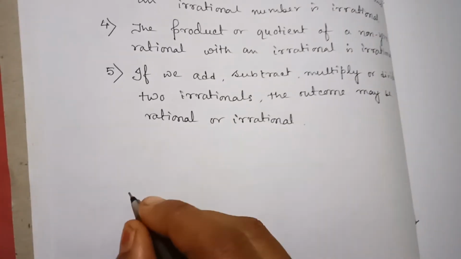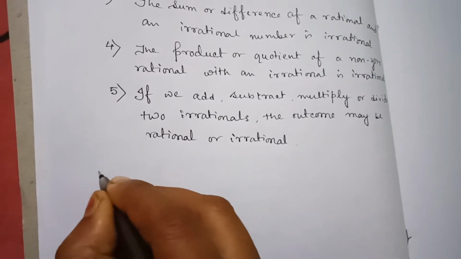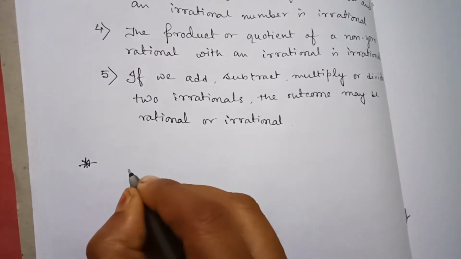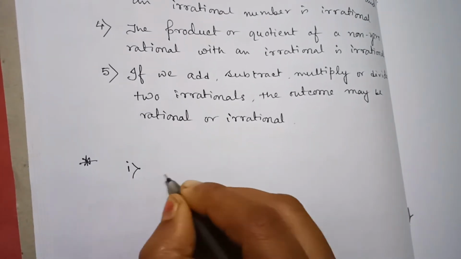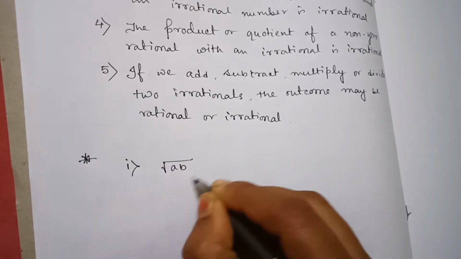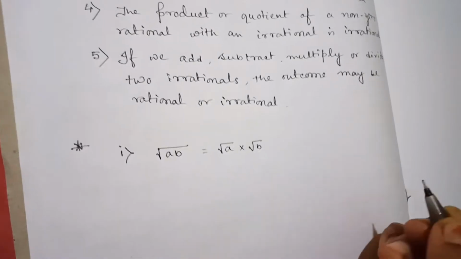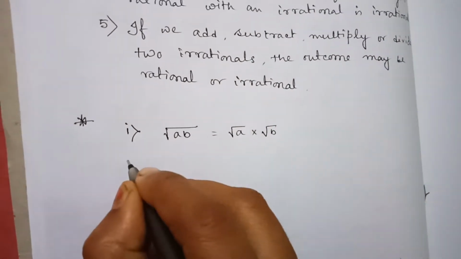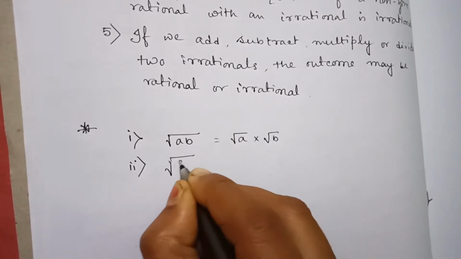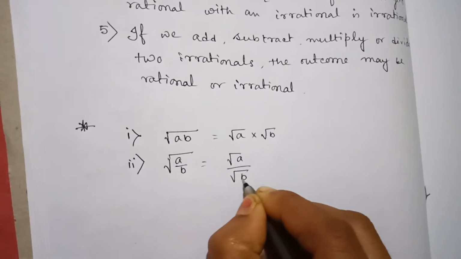Now, some of the properties will be used for operations on real numbers, and those are, so you can take a star like a point. Some of the points you need to write down. So number 1, root over AB, where A and B both are real numbers, will be the product of the individual roots. This you all know right from class 8. And root over A by B is equal to root A divided by root B.